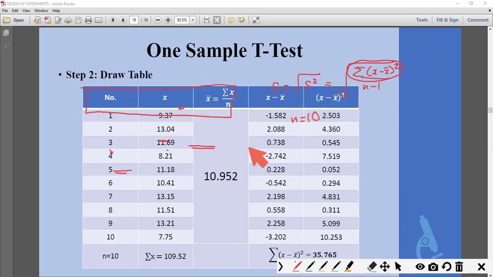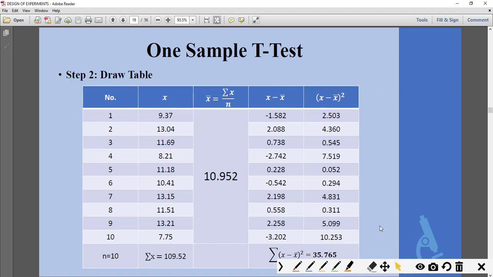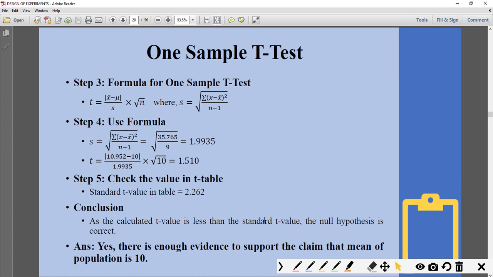See, the value of x bar is also in this table. You have found out the value of x bar, the value of s, and the value of mu, right? Sorry, it should be x bar minus mu over here. X bar minus mu, what is the value of mu? Mu is 10. They have already given that to us.